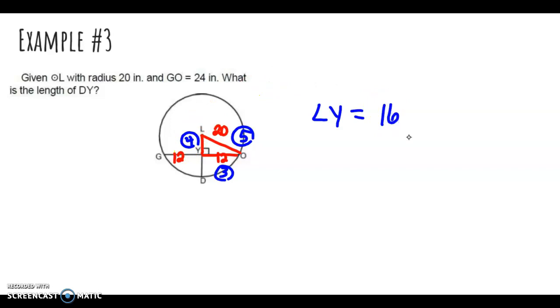So if I'm looking for YD, it's going to be the whole radius, which we know. I should write that down if I was a good person, but you know, not always.